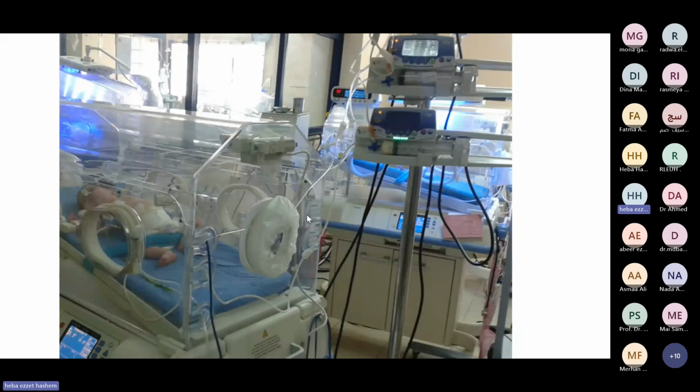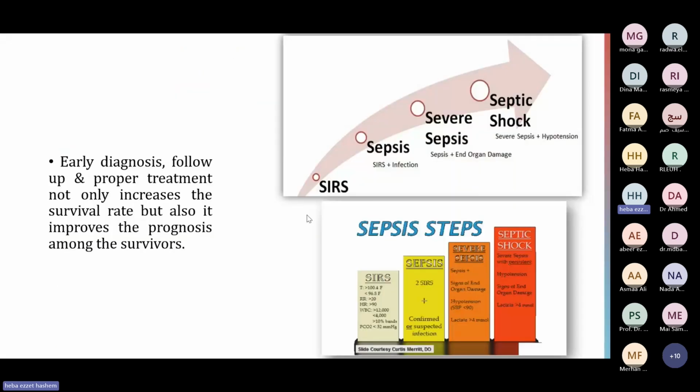From the clinical point of view, regarding sepsis progression, sepsis begins with SIRS, systemic inflammatory response syndrome, and once the patient develops confirmed or suspected infection, he gets into the second step, which is sepsis. If he develops end organ damage, he gets into a further step, which is severe sepsis, and if the patient develops resistant hypotension, we get into septic shock and finally death. And this cascade can occur very rapidly, within days or even within hours.